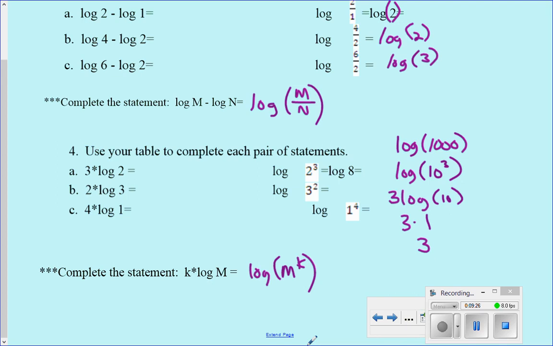And number 6, what should be true about the graph of y equals the log of x cubed and y equals 3 times the log of x? Well, hopefully you realize that they should be the same. They should have the same graphs because of this property that we just went over a moment ago.